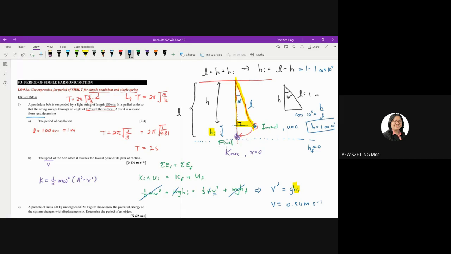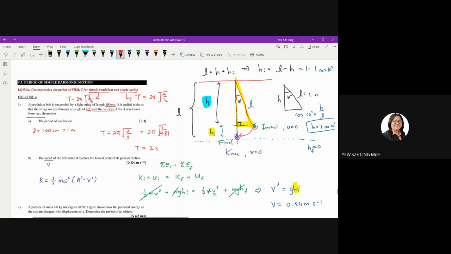So you want to find out what is the changes. So how to calculate it? By calculating this H with a triangle, with a right angle triangle. So once you have the length of the H, you can then determine the values of HI.